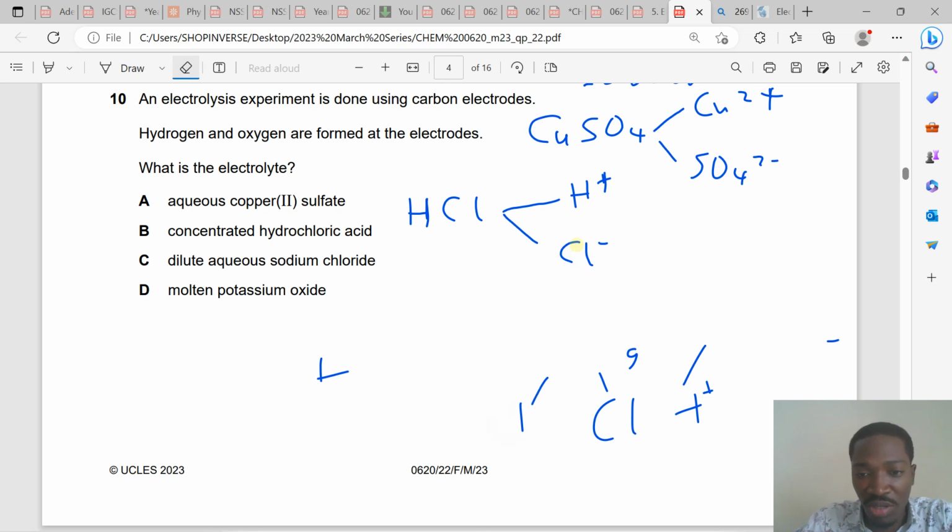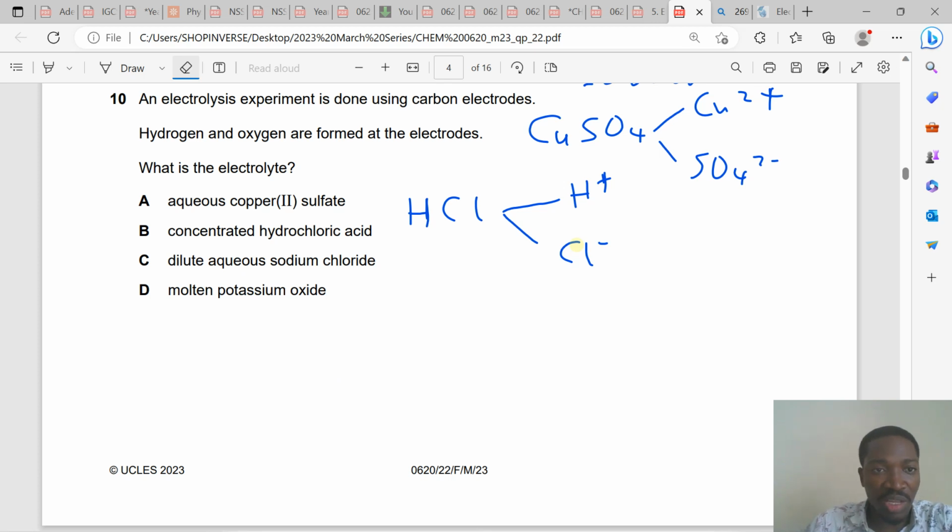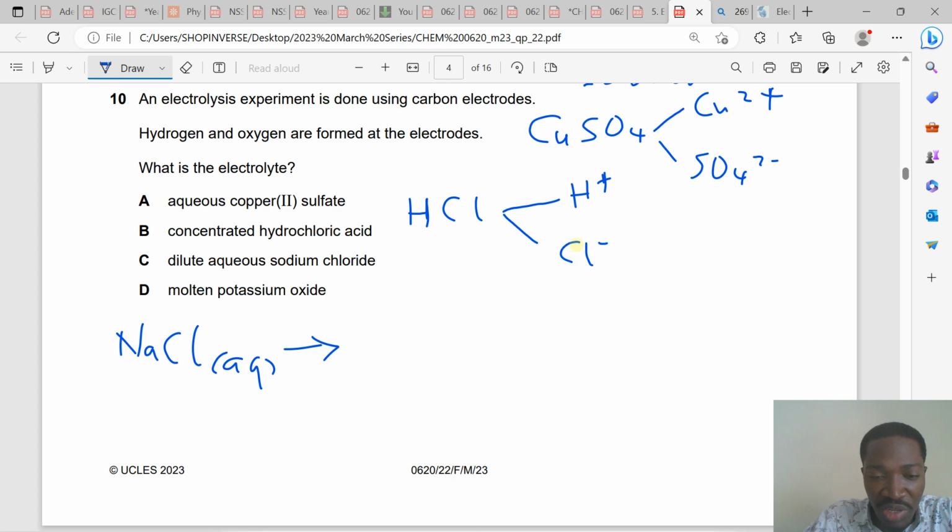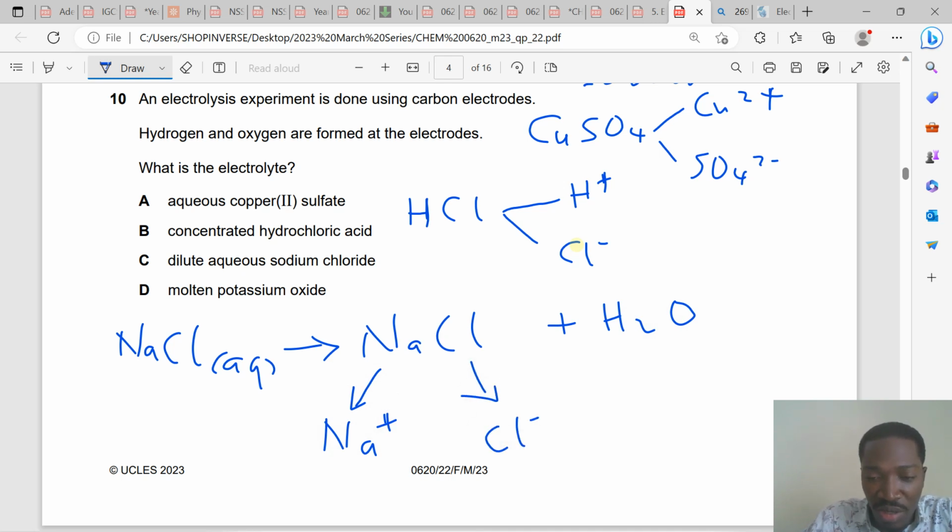Now we talk about option C. The electrolyte they mentioned here is dilute sodium chloride. Dilute sodium chloride is sodium chloride mixed with water, okay? So what are the ions present here? You have sodium ion, chloride ion, Cl-, then due to the water, you have hydrogen ion, then you have OH-.